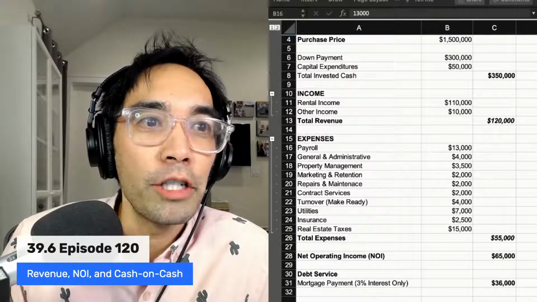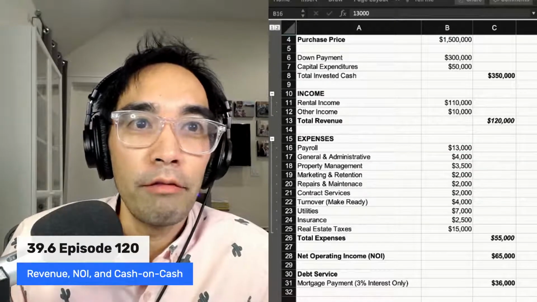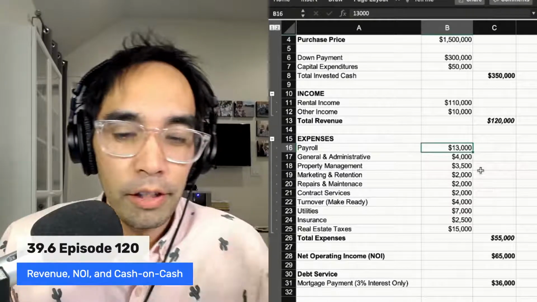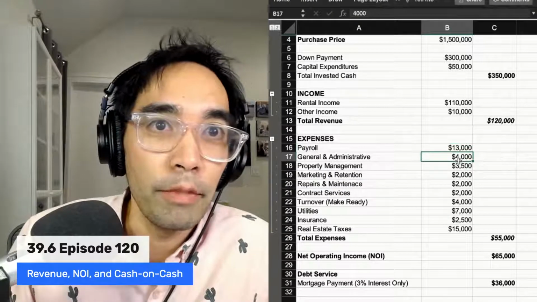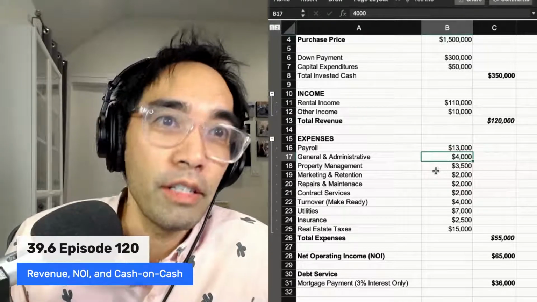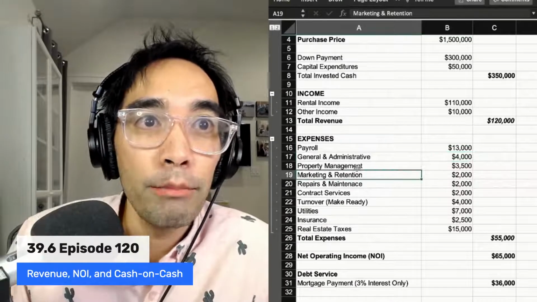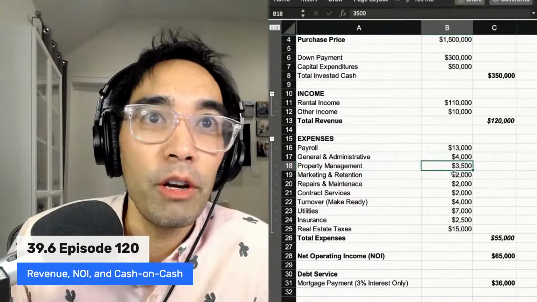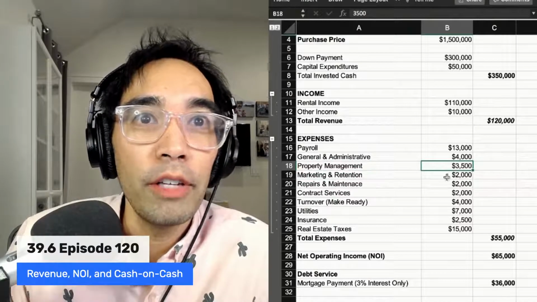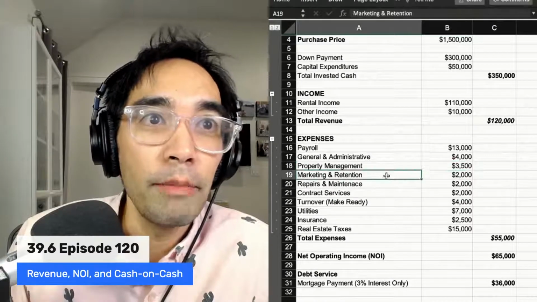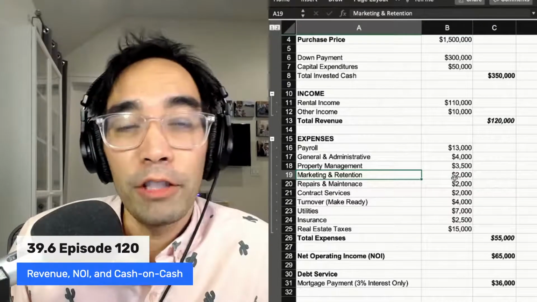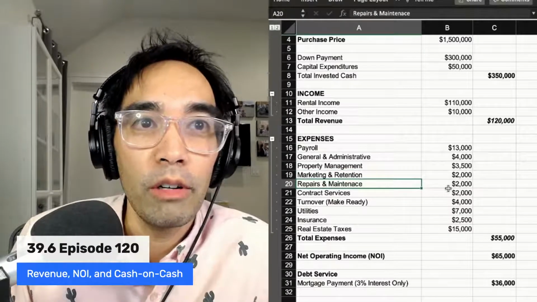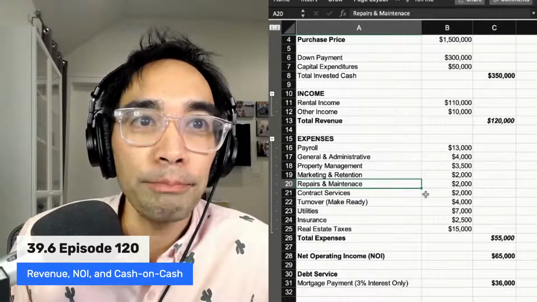G&A could include a lot of regular things, like the office and the leasing office expenses, phone, internet, stuff like that. Property management here is around 3% or so of the total income. Marketing, advertising, and retention of tenants is $2,000. Repairs and maintenance, or R&M as people call it, is $2,000.